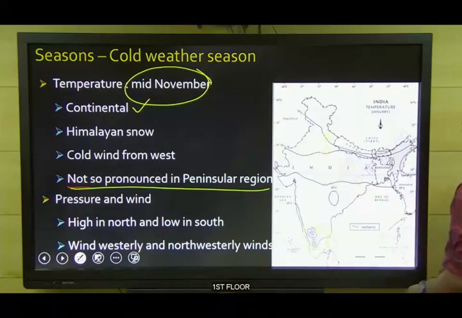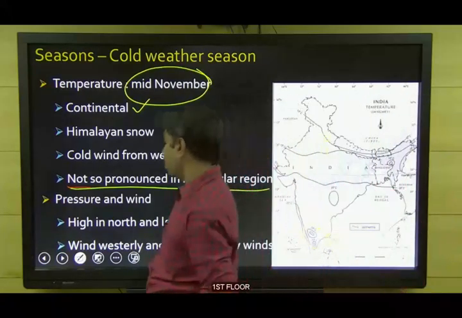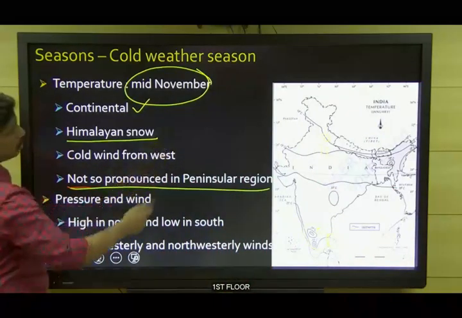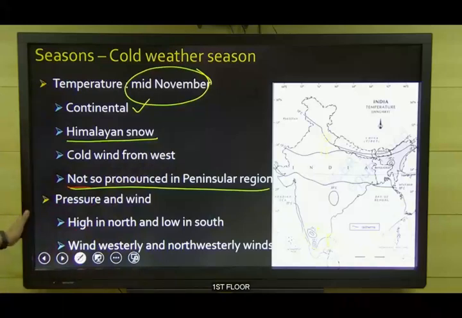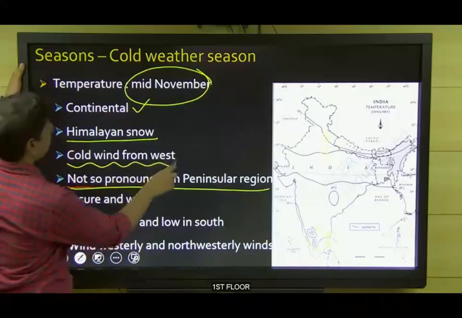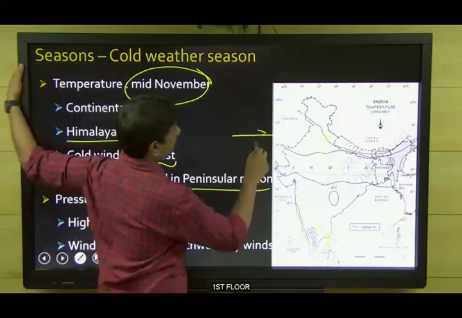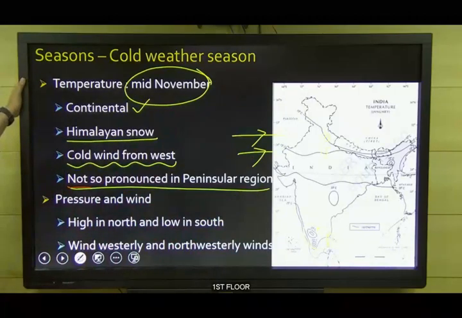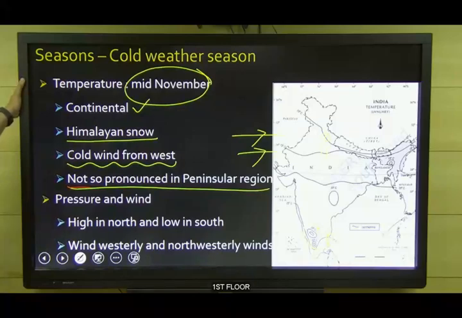Okay. One thing is, continental regions, whichever are away from the sea, experience more cold compared to those who are near the coast. And again, the Himalayan snow formation also happens during the cold weather season. Okay, and the same snow will get melted and contribute to the flow of the rivers. And then cold wind from the west is also a common feature. Cold wind flows from the west into central and north India. That is also a common phenomenon in the cold weather season.